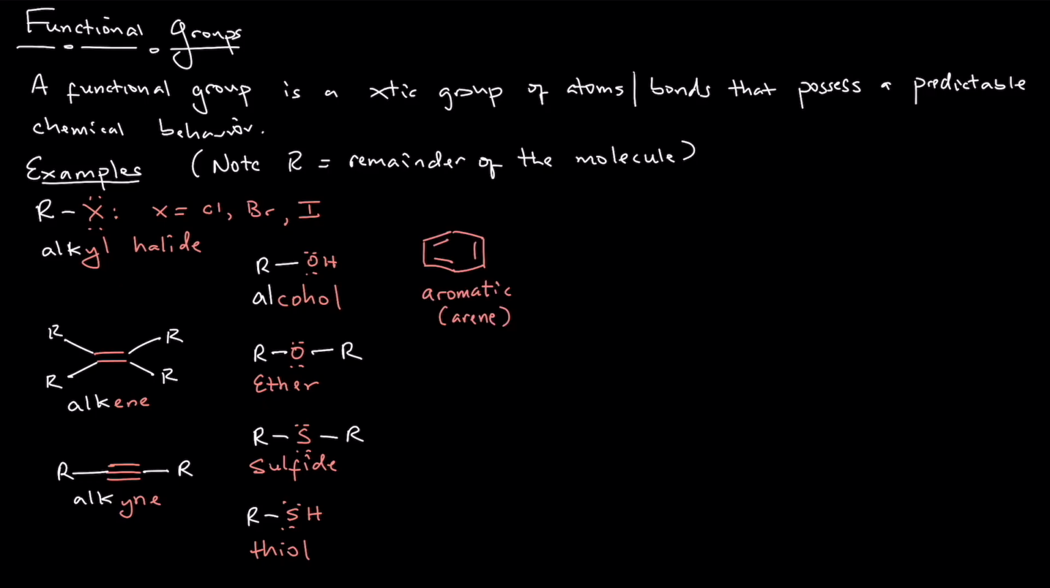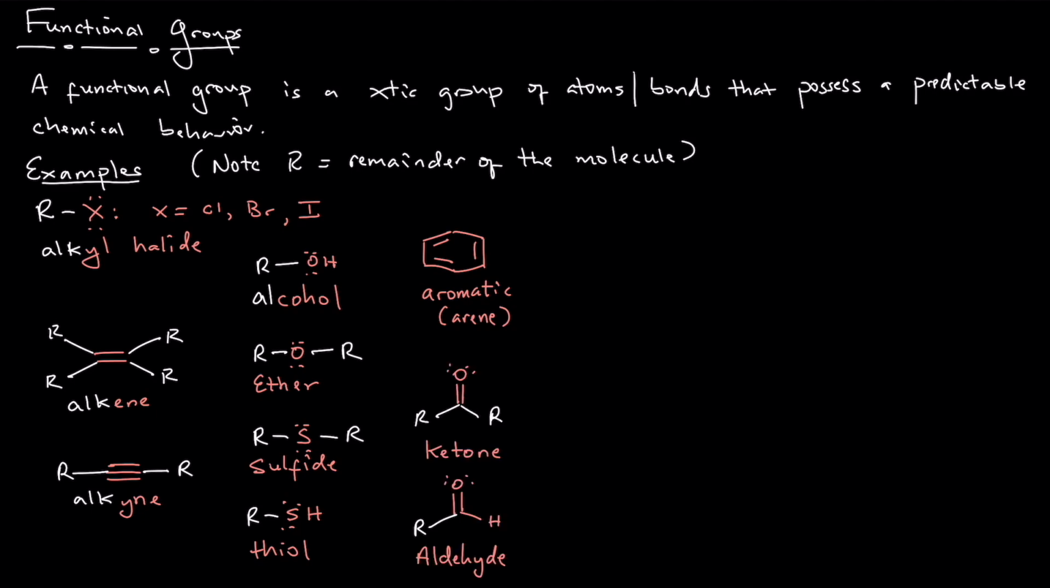All right, so in the case of an unusual and in fact somewhat special functional group, we have this six-membered ring where you have your six carbons in alternating single and double bonds. We call these aromatic functional groups or arene functional groups.